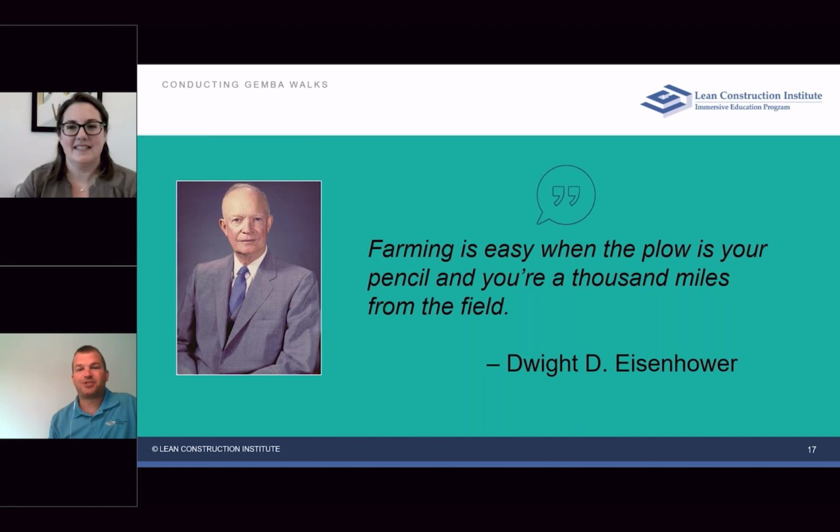Do you really understand the process if you don't see it, if you can't touch it, your hands aren't on it, you haven't actually done it? Do you fully have the understanding of the process? And no. That's why Gemba is so important. That's why these walks are so important. Go out and see what is happening. Go and understand, right? You don't really understand it until you see it.